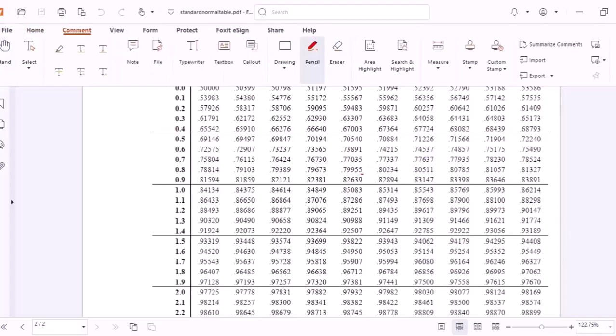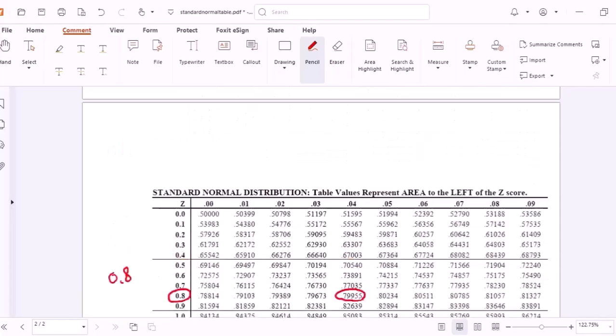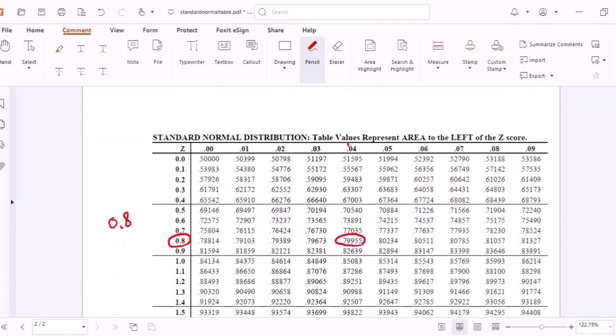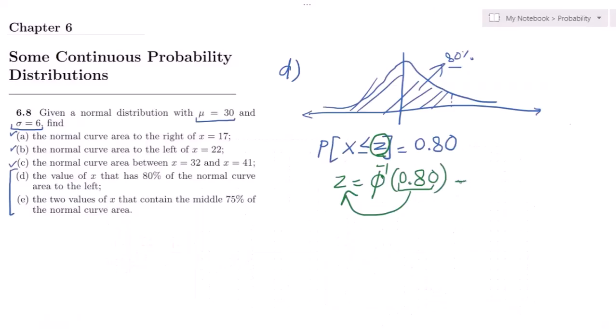So this is the nearest value, 0.799, which is around 0.80, and the corresponding value is 0.8 in the row, and in the column we have 0.04. So 0.04, adding them together we will get 0.84. Okay, so the value of z is 0.84. So the value of z is known.